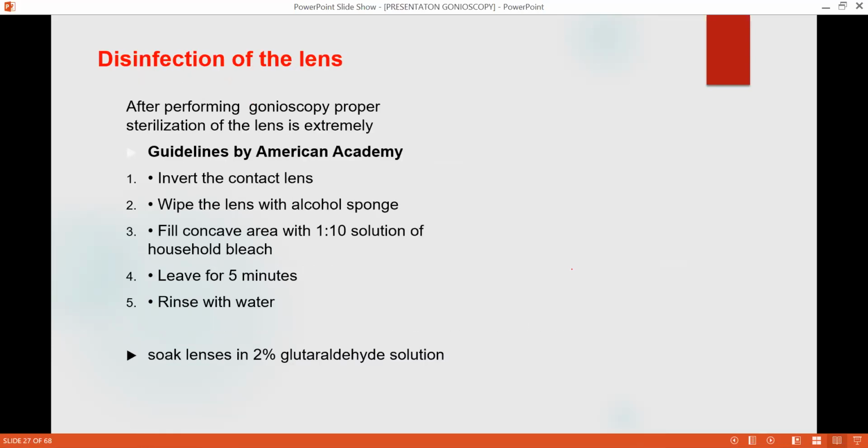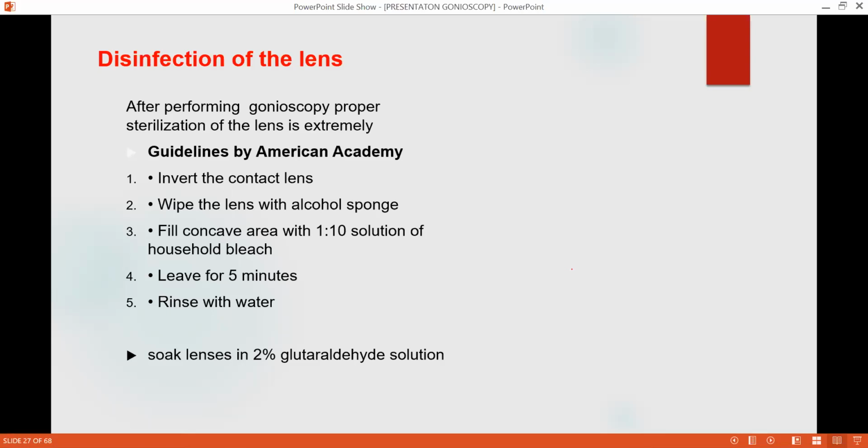This disinfection of this gonio lens is very important to prevent transfer of infection. According to the guidelines given by the American Academy of Ophthalmology, first you invert the contact lens, wipe the lens with an alcohol sponge or alcohol swabs, fill the concavity with 1:10 diluted household bleach solution, leave it for 5 minutes, and rinse this lens with water.